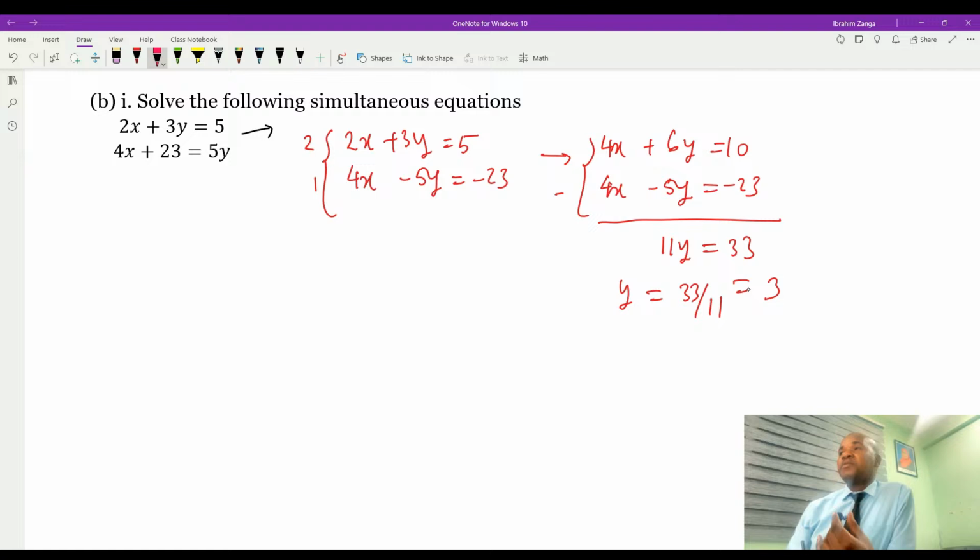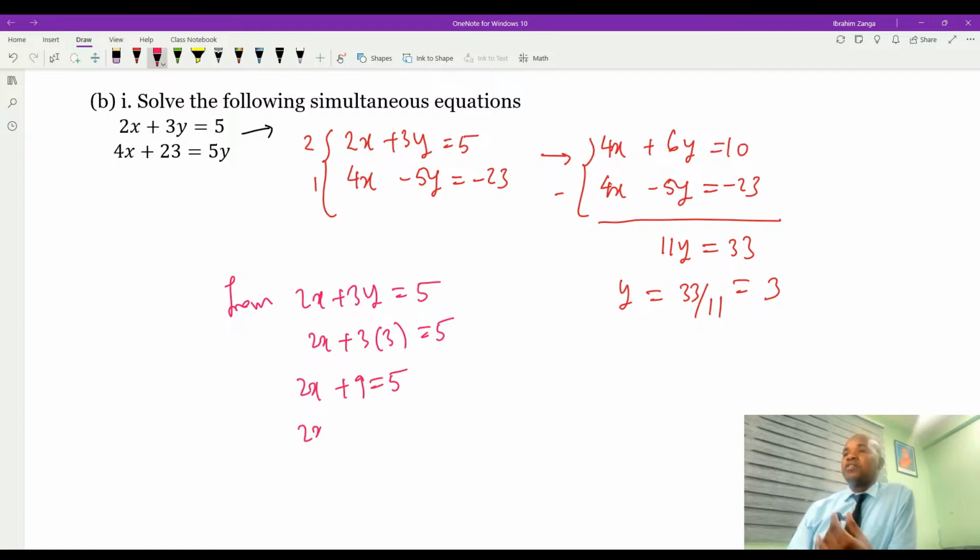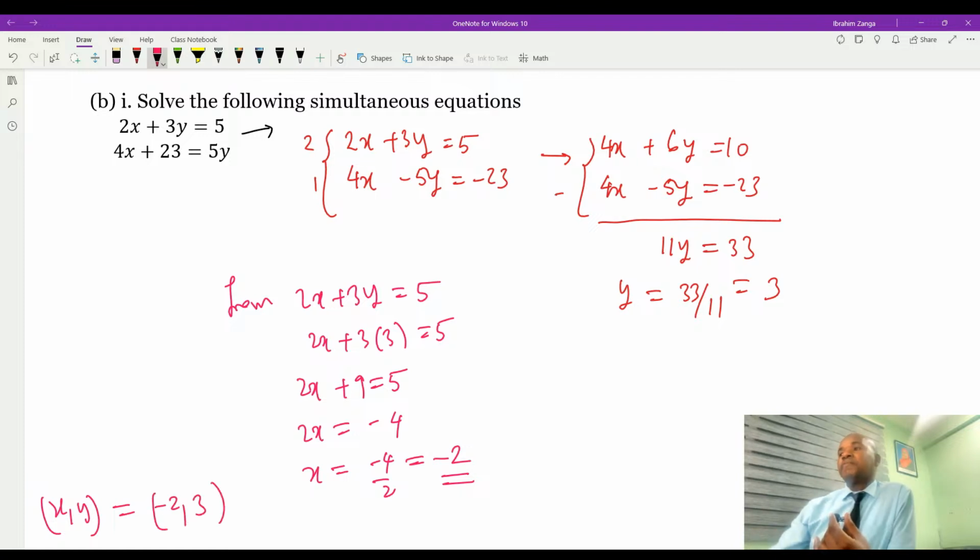Now I can go back and substitute the value of y into any equation. So I say from 2x plus 3y equals to 5. Substitute now y equals to 3. So 2x plus 3 times 3 equals to 5. So you have 2x plus 9 equals to 5, 2x equals to negative 4, x will be negative 4 over 2, which is going to be negative 2. We are looking for x comma y. X comma y will be negative 2 comma 3, dear students.